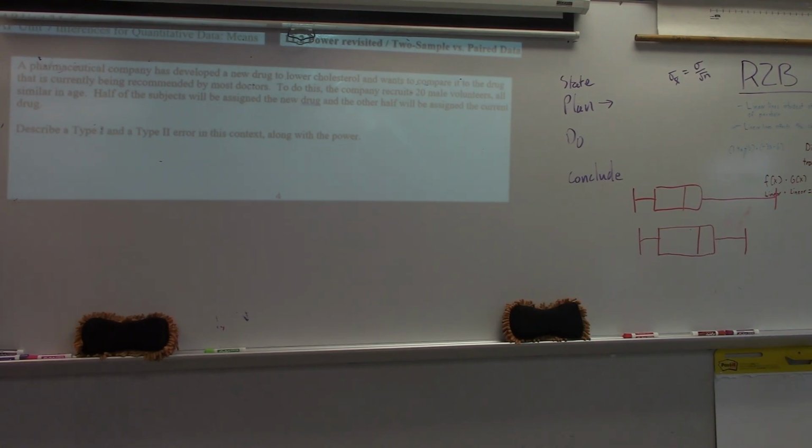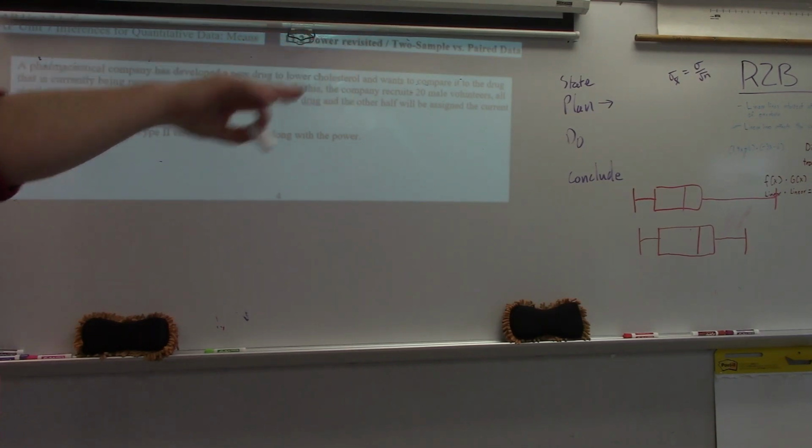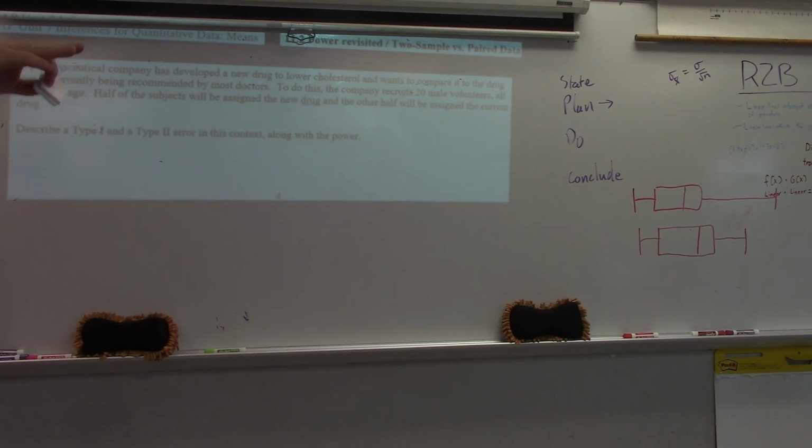Bring it back. Logan, what are we going to consider that old drug in this experiment? The control group, right? We got to compare it against something. So we got 2 treatments. We got our old drug. We got our new drug.